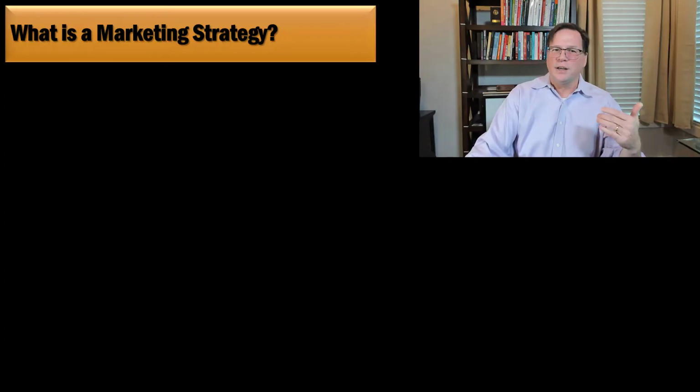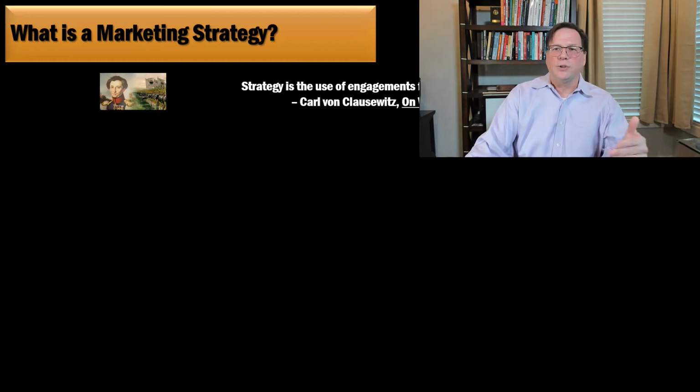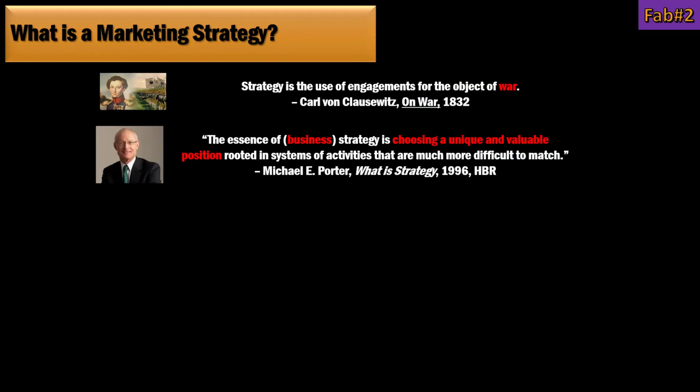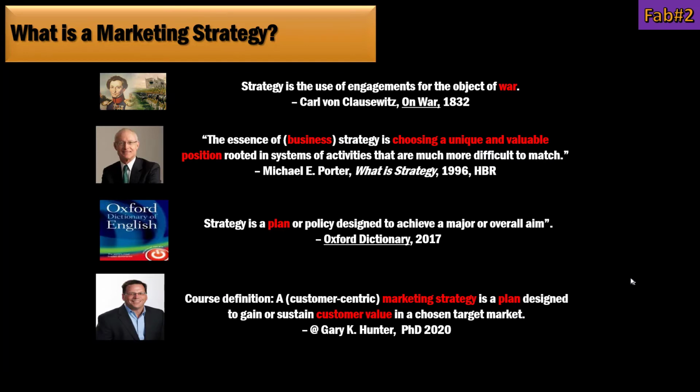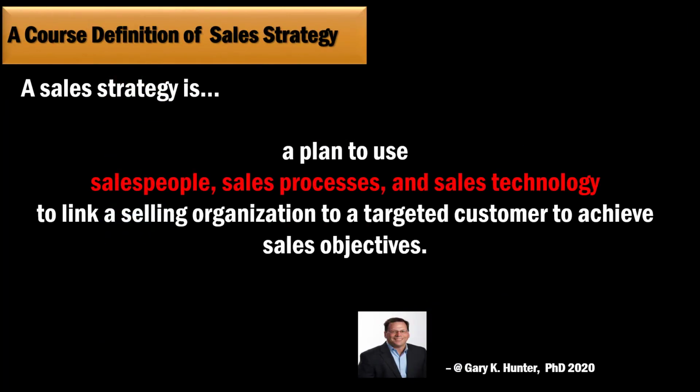There's a video out there on defining a marketing strategy that goes through the way I would define a marketing strategy, and it talks about strategy and the roots of the term, how strategy evolved over time. One of the key things is to think about marketing from a customer-centric perspective as a plan to gain or sustain customer value in a chosen target market. That chosen target market is a big part of it, and that's essentially the way I would think about a marketing strategy. If you haven't had a chance to see that video, you can go back and read more about how I build that up in more detail.